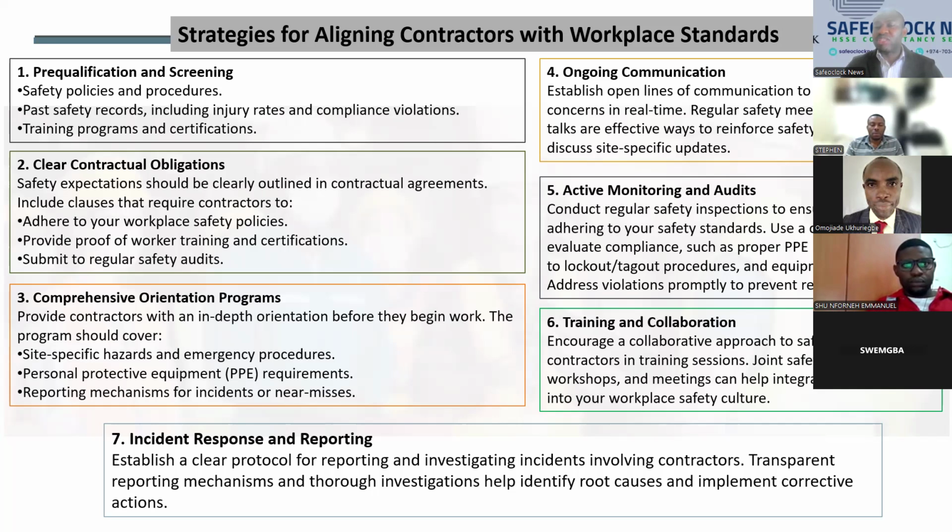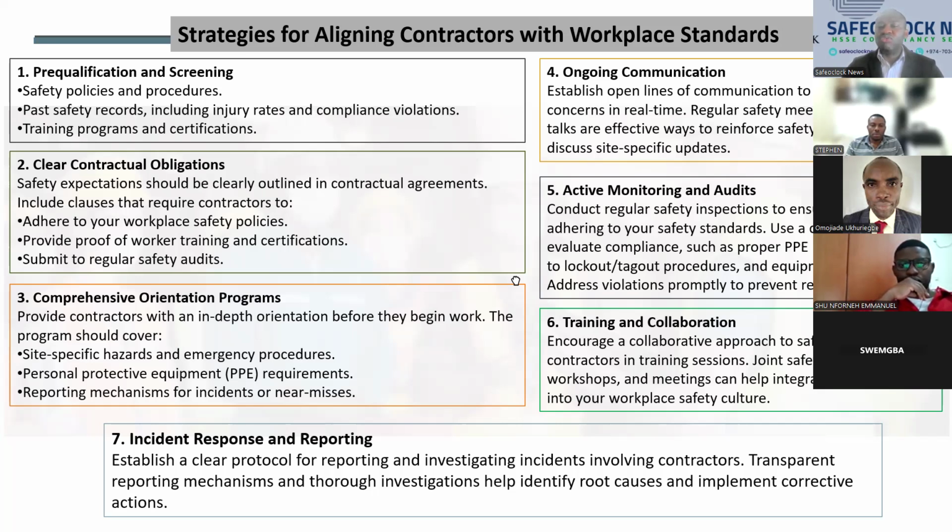Then active monitoring. You don't leave the contractors in the workplace without adequately and continuously monitoring them, auditing them, and ensuring that they follow the contractual agreement. Then the other one is training and collaborations. You don't just allow them to conduct their trainings.